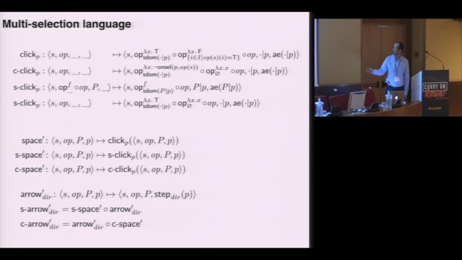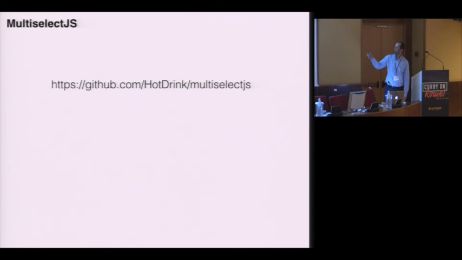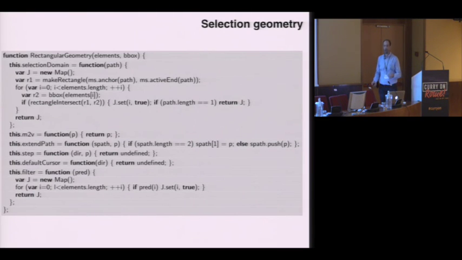So now this can be directly implemented. Oh, let me say undo. Undo becomes just you drop two things of this composition, and that's it. The lab is available, and like I said, what happens with the programmer experience, it changes dramatically. What you need to do, to get the multi-selection working, you have to, of course, implement some visualization functions, the visualizer mapping. You implement a selection geometry class, which is essentially the SDOM function, and then you just map keyboard and mouse events to those things.